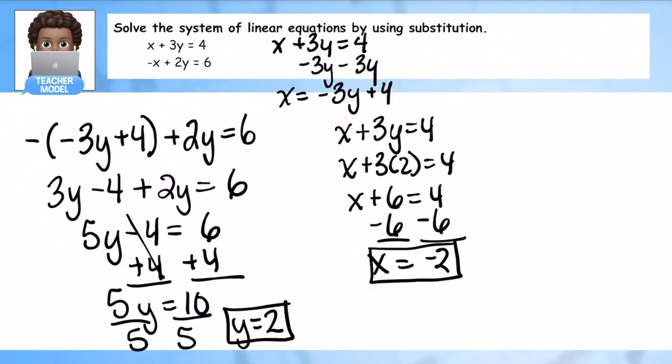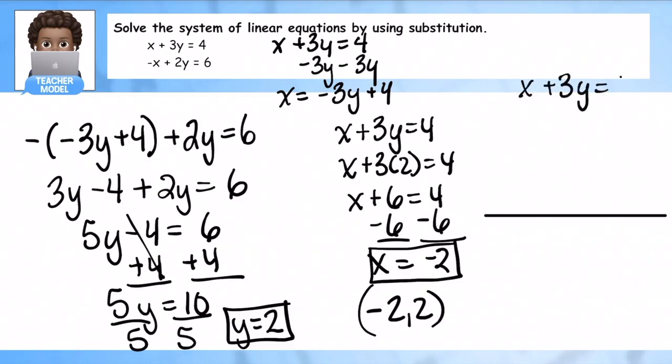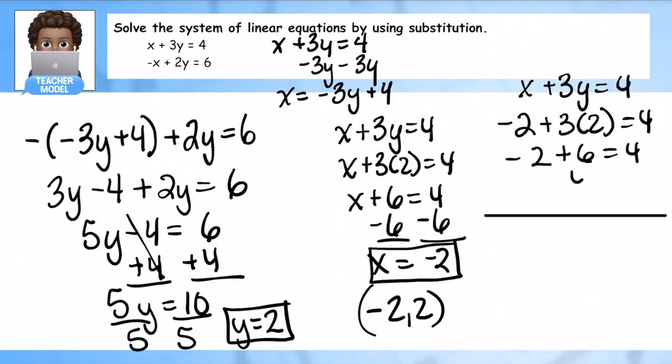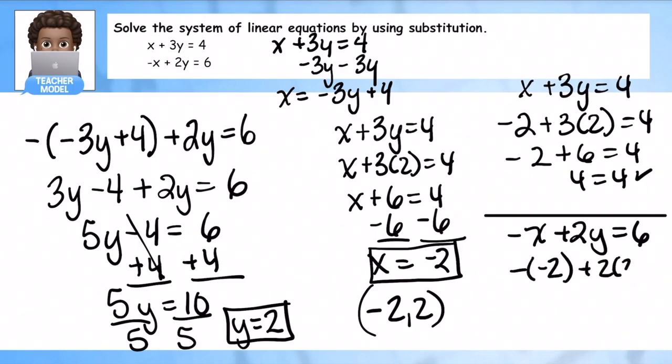So now let's just double check. Since we have a solution of negative 2, 2, let's check this with both equations. Negative 2 plus 6 equals 4. 4 equals 4, valid solution. And let's try with the next one. So negative 2 plus 2 times 2 equals 6. Negative 2, that just turns into a positive 2, plus 4 equals 6, and 6 is equal to 6, another valid solution. Hit pause and jot this down into your notes.